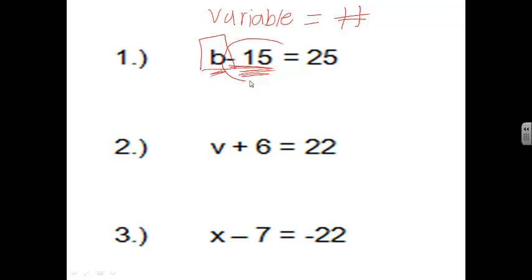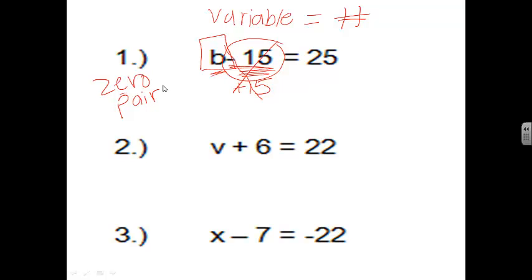So how am I going to get rid of this 15? It's called a zero pair. It's not really a math term, but we're going to zero pair it. So what's the opposite of negative 15? 15. Or we add 15 to both sides. Now, the reason I can get rid of negative 15 is because what's 15 minus 15?